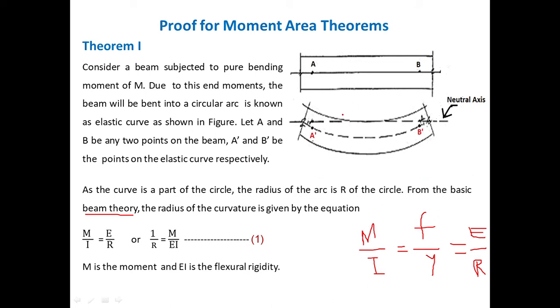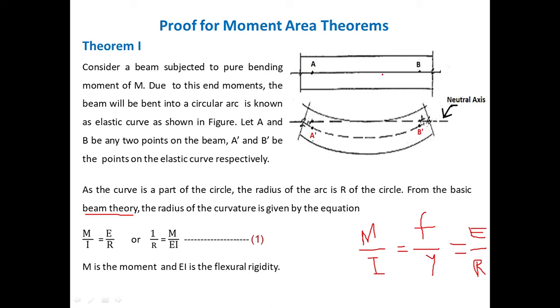Now consider a beam subjected to pure bending. This was also already discussed, what is pure bending. Consider a beam subjected to a pure bending moment of M. Due to the end moments, that is couples, the beam will bend into a circular arc known as the elastic curve. So this is the neutral axis of the original beam. When it is loaded, it will deflect like this and form an arc like this. So that is the elastic curve. So the neutral axis changed to an arc, that is the elastic curve.